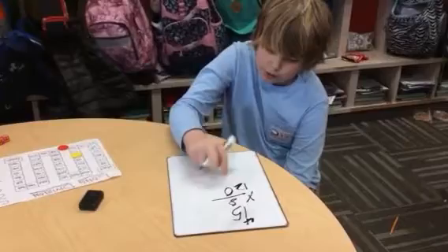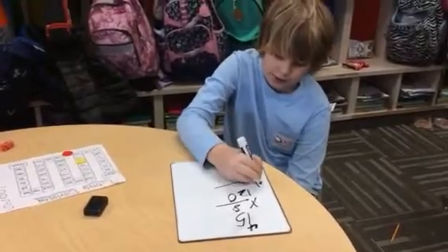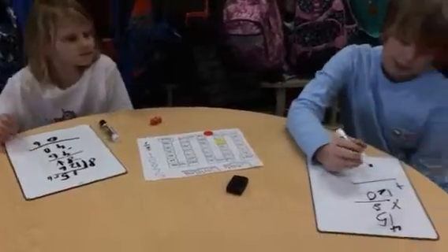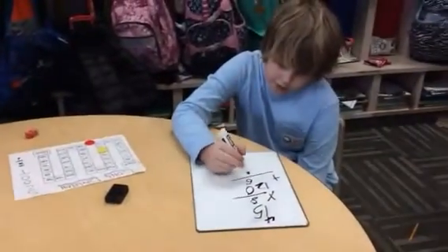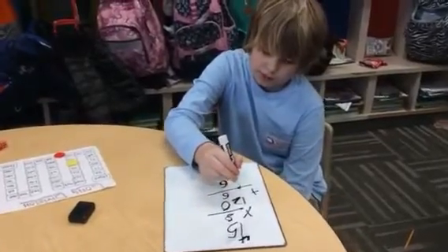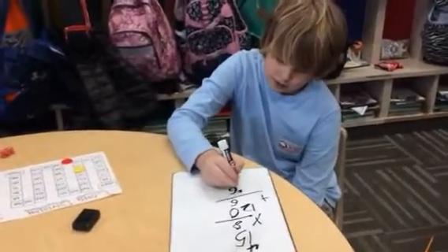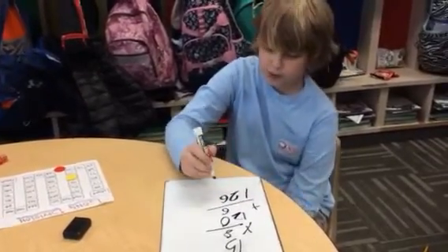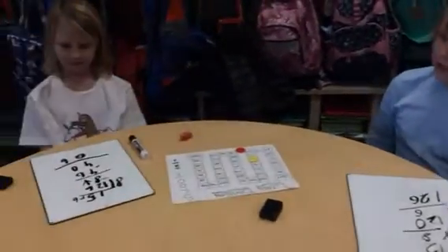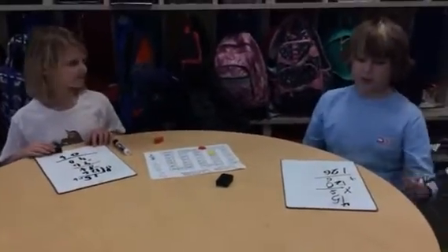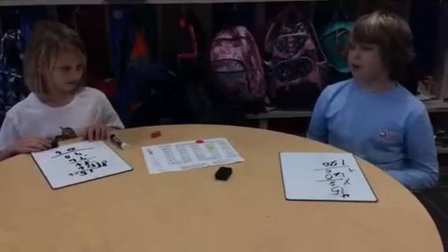Now am I done? Nope, we need to add her remainder. So we add the 6 right there, so 0 plus 6 equals 6. 2 plus nothing equals 2, and then 1 plus nothing equals 1. So she got it correct. Her answer is 15, remainder 6.